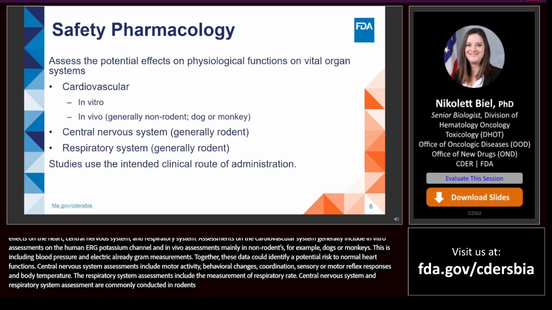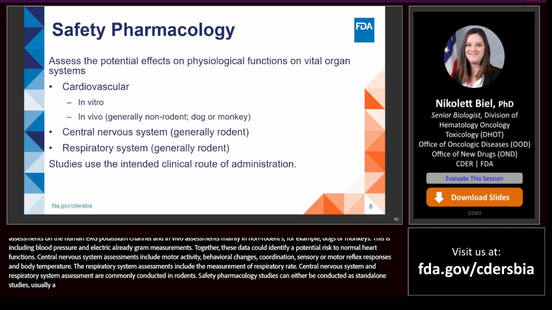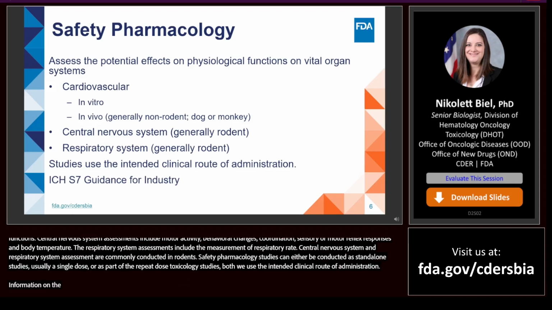Safety pharmacology studies can either be conducted as standalone studies, usually a single dose, or as part of the repeat dose toxicology studies. Both will use the intended clinical route of administration. Information on the conduct, timing, and exceptions for these studies can be found in the ICH S7 guidance for industry.